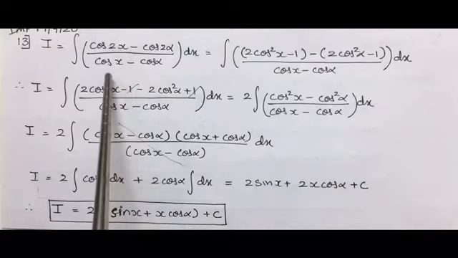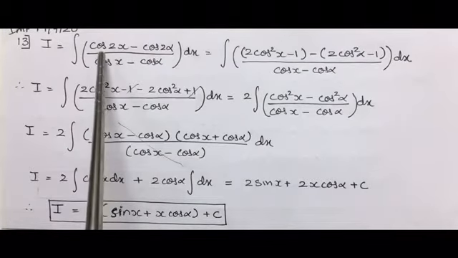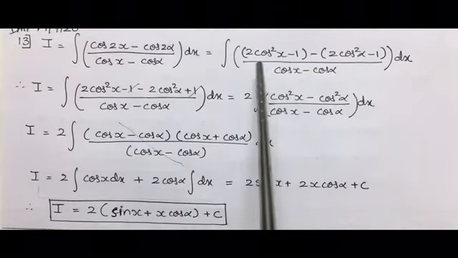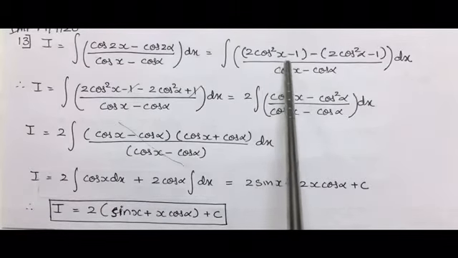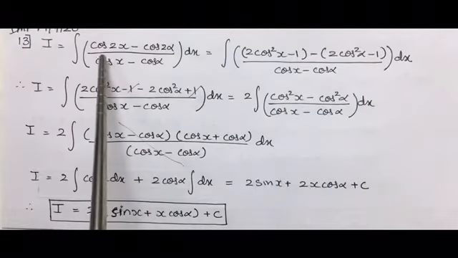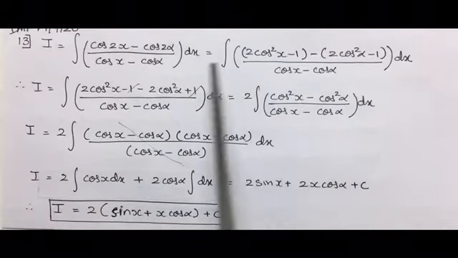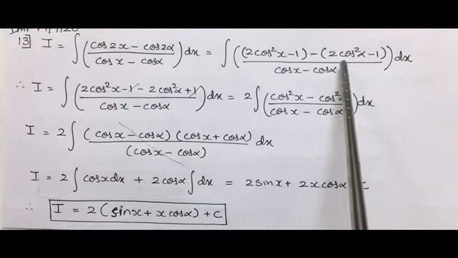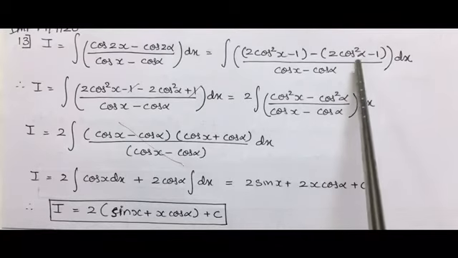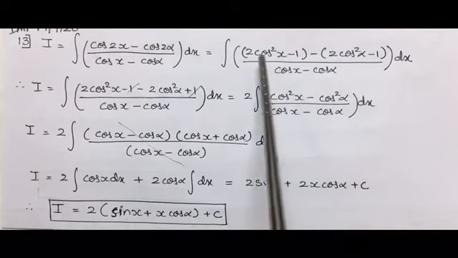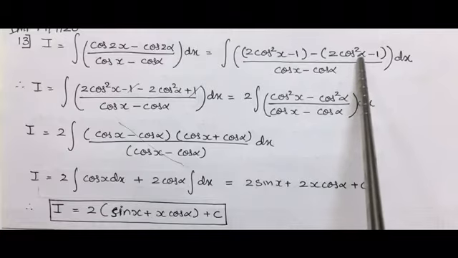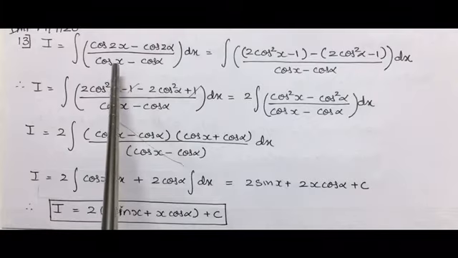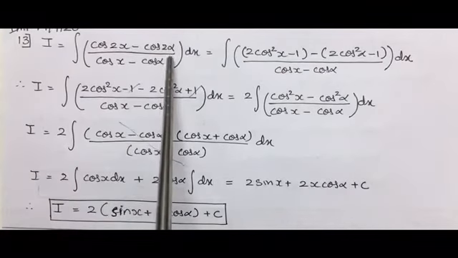The variable is x. So using the formula of cos 2x as 2 cos square x minus 1 in the place of cos 2x, and in the place of cos 2 alpha, expressing it as 2 cos square alpha minus 1. So these are the formulas of trigonometric identities which are being taken up in the place of 2x and 2 alpha.